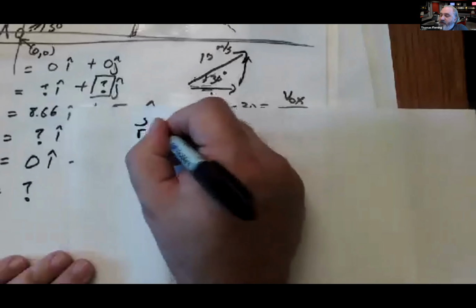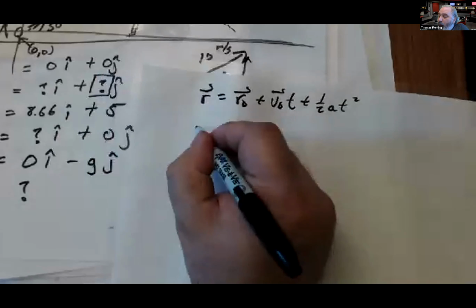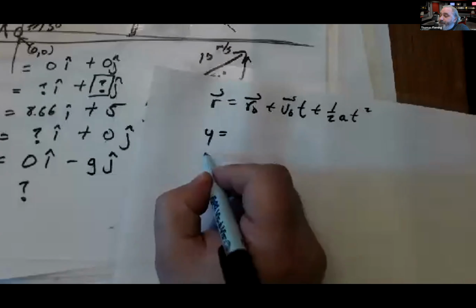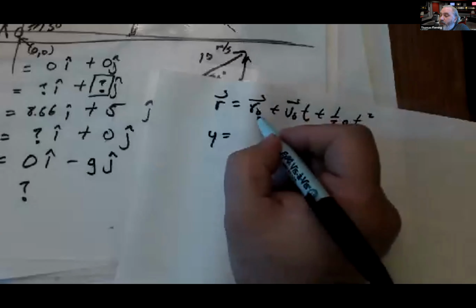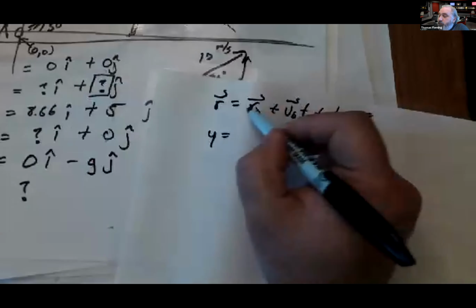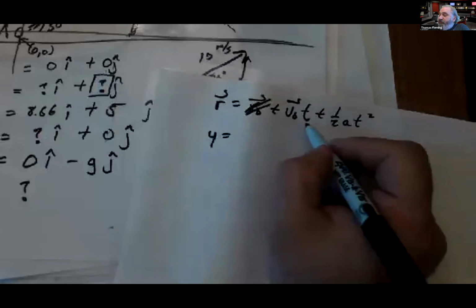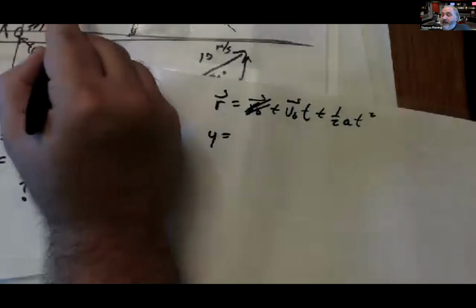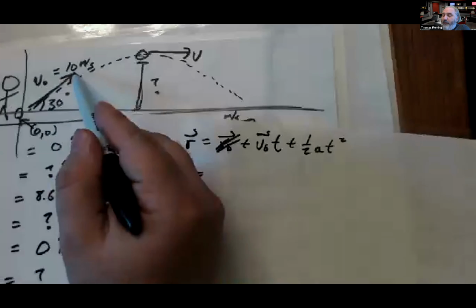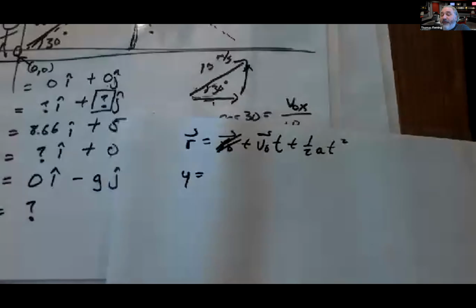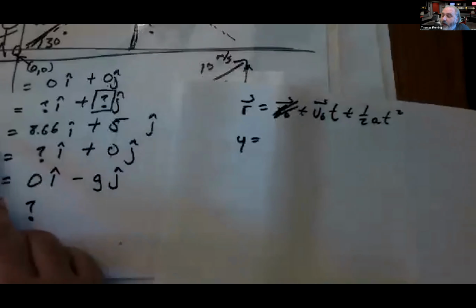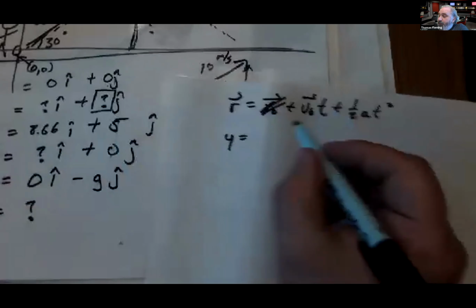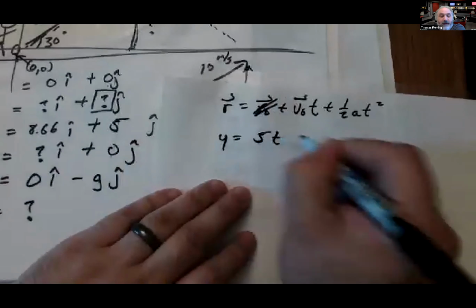But what's going to happen is I'm only going to care about the Y components of each of these things. So I want the Y component of R, which is going to be the final height. I'm going to call that Y final, and that's what I'm solving for. R initial, though, is 0. V initial times T. Well, remember, the total velocity was 10. But we broke that into components, and right now I only care about the Y component. The Y component of the initial velocity is 5. So 5t.